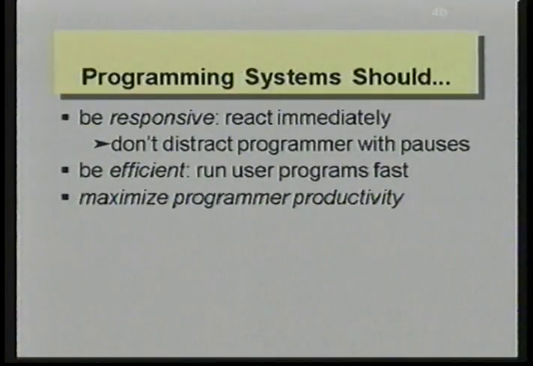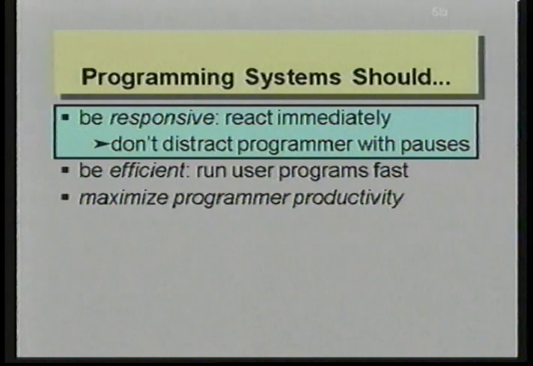Today, programming environments should have at least two attributes. First, they should be responsive. That is, they should react immediately to your commands. So if you change something, you don't want to wait for a compiler or linker to catch up with you until you can try out the effects of the change. That is important because you want to concentrate on your task, on developing your application, and you don't want to be distracted by the environment or by pauses created by the environment.